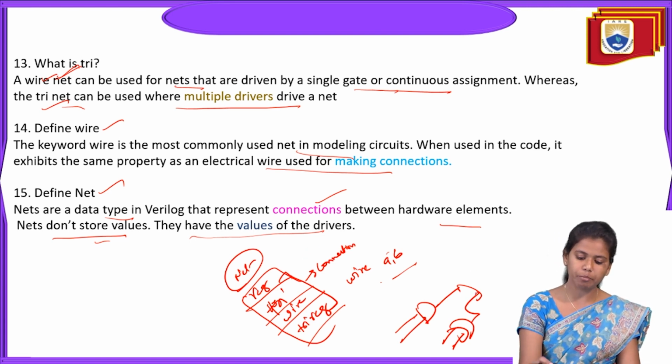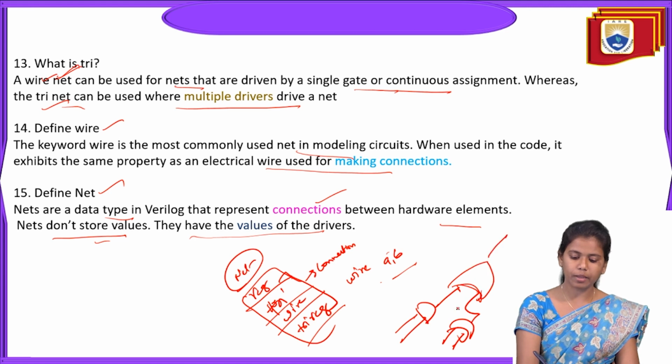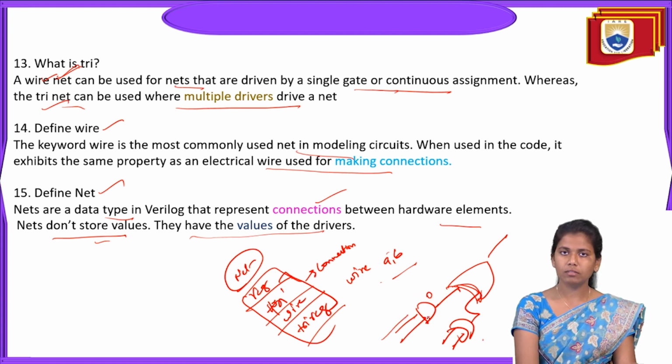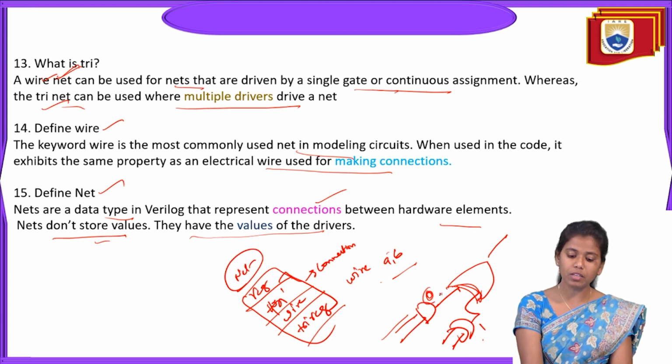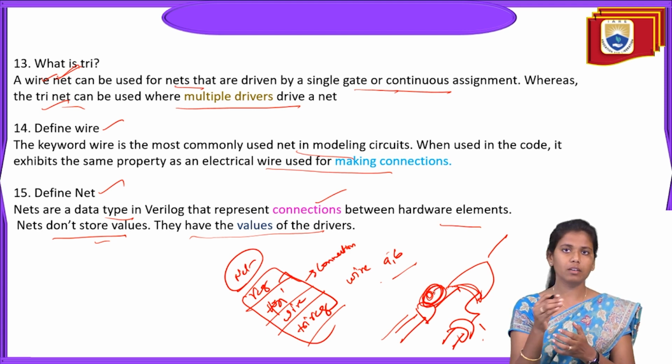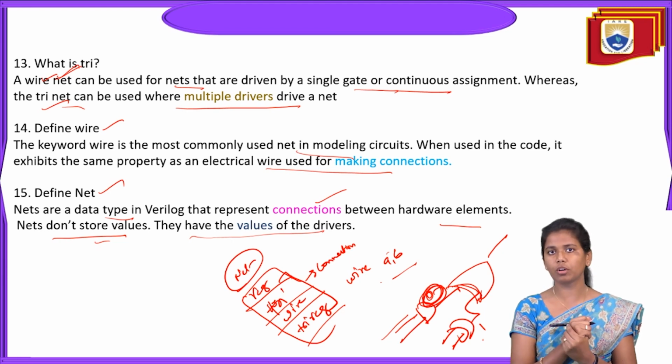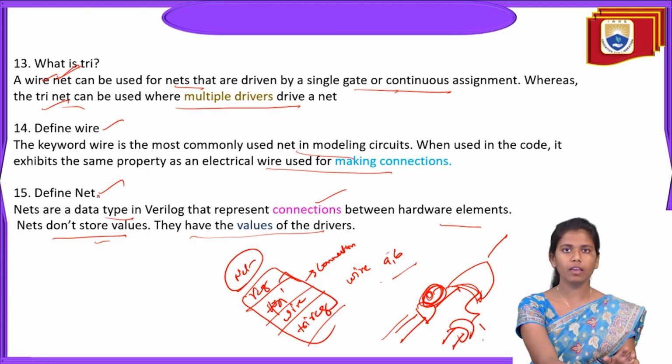Drivers are nothing but, for example, see, this is what I am connecting: an AND gate, OR gate, and XOR gate. Here I have a value 0. With respect to this driver, it is driving with a signal strength of 0, and it is driving as per the 1. Likewise, they have the drivers. The drivers will have the values, but the wires or the connectors don't store any sort of values. So these are nothing but the nets.